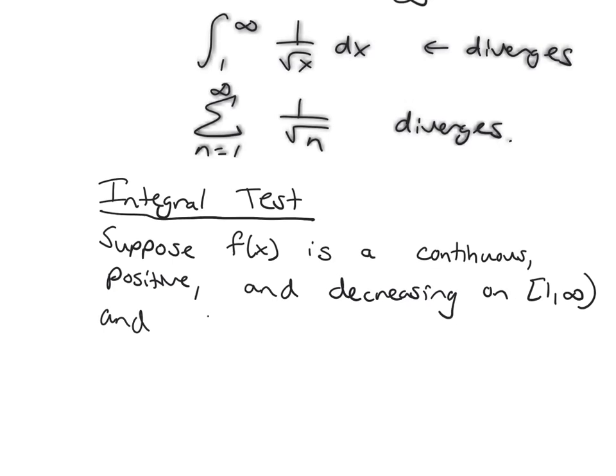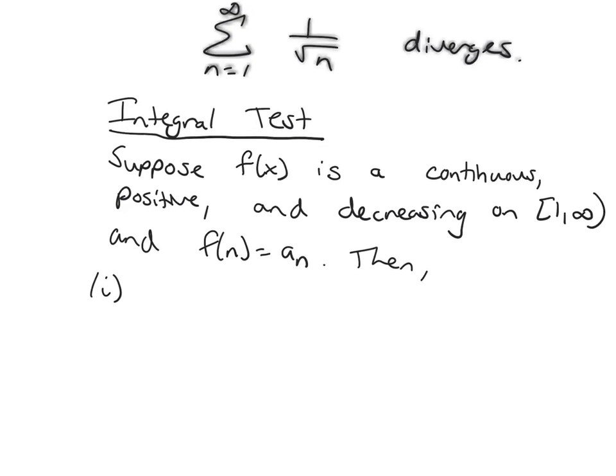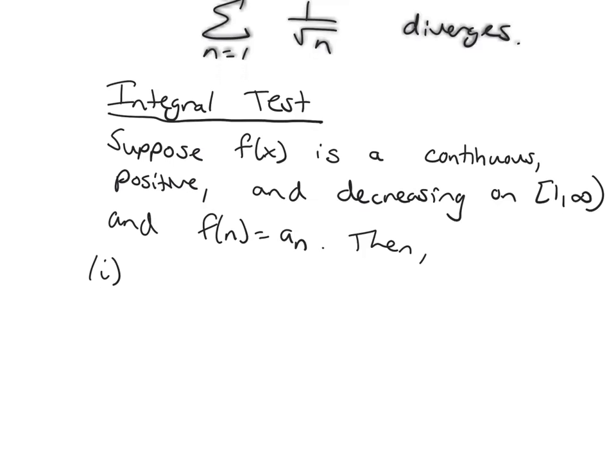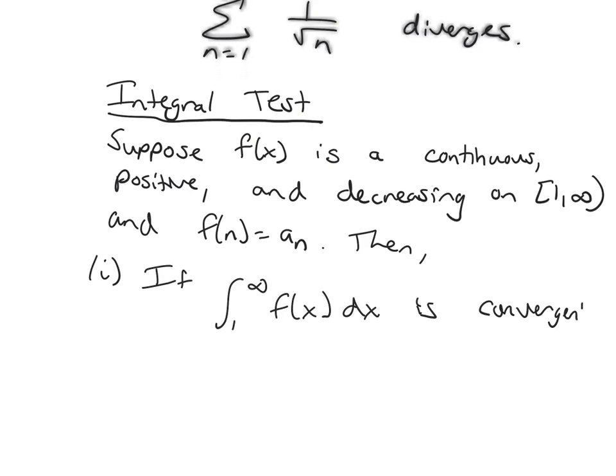And I'm going to assume that when I plug an n into my function, I get the terms that are in my series. Then, two things. And these two things are exactly what we noticed in the two examples we just did. So the first one says if the improper integral is convergent, like it was in the first example, then the series is convergent.